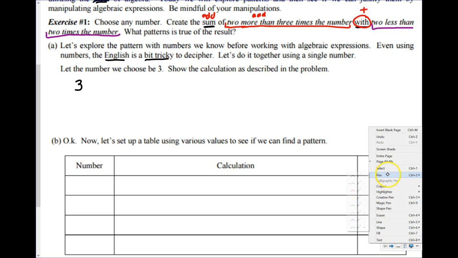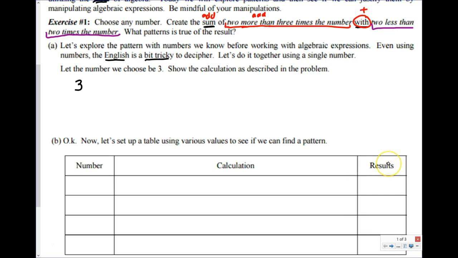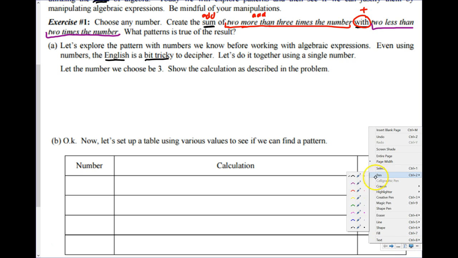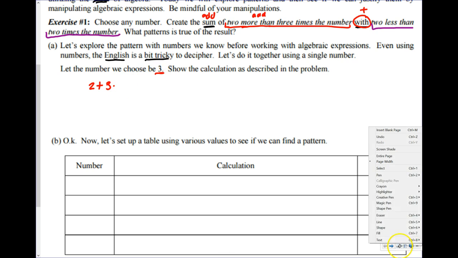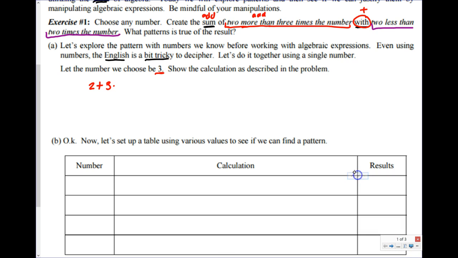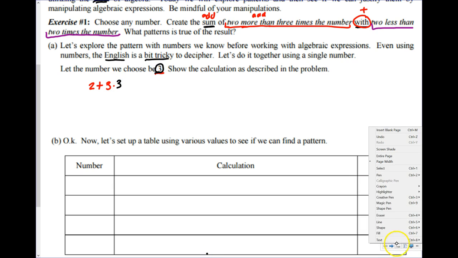So if I pick the number 3, I'm going to add 2 more than 3 times the number. So 2 more than 3 times the number. 2 more means add. So 2 more than 3 times the number. Well, the number we're picking is 3. So let me make that with black. So I'm picking the number 3. So 3 times 3, that's the first part of the sum.